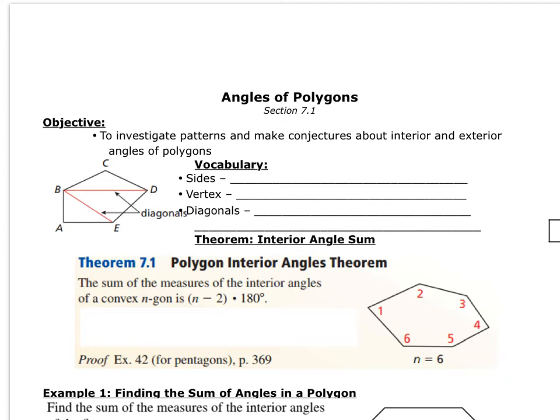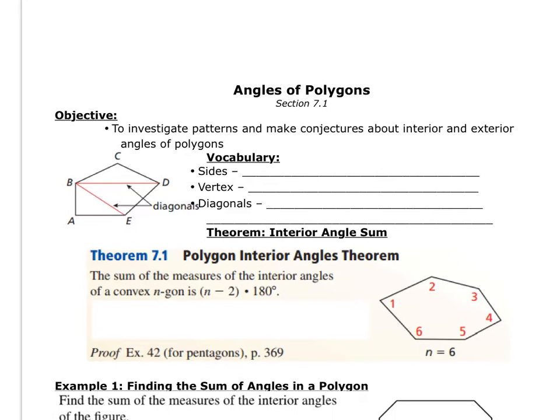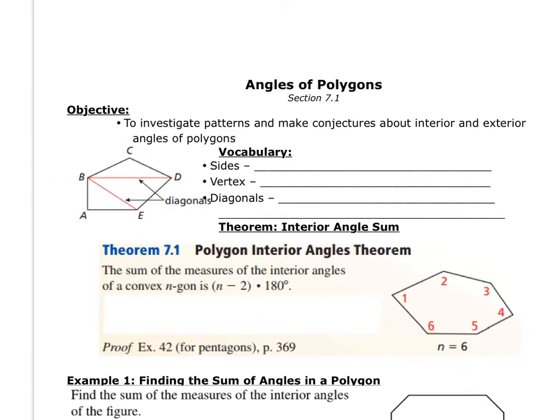Hello class. In today's lesson we're talking about the angles of polygons. Let's make sure we understand what a polygon is. A polygon, again, is an object that has sides. It must have sides. In other words, before we even get started, let me ask this question. Is a circle a polygon?